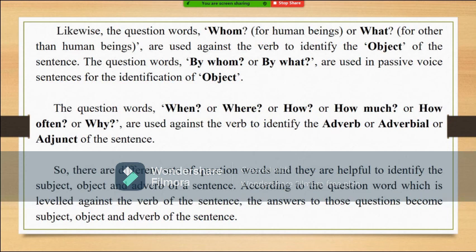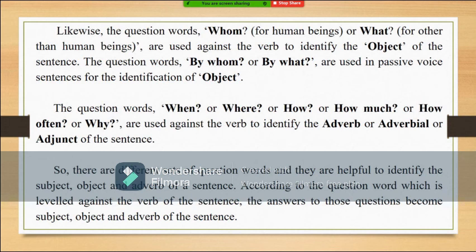Adverb is a word that gives some additional meaning to the verb, or it gives some more information about a verb. That is adverb. We shall see it later, after the verb. Here, these are the question words that help us to identify the adverb. It has some other names also: adverbial, or adjunct. Adverb, adverbial, adjunct, they all mean the same thing.